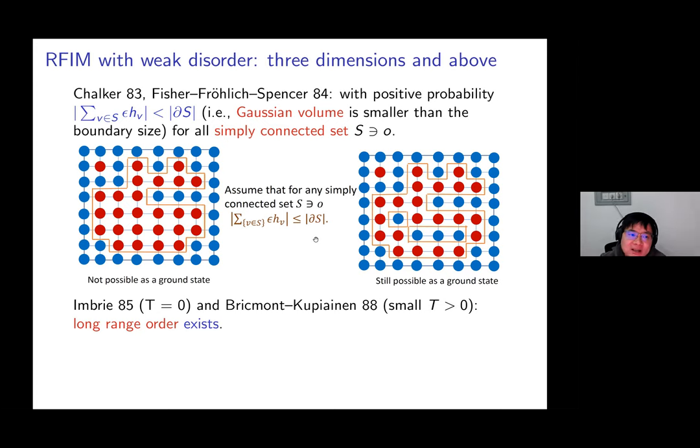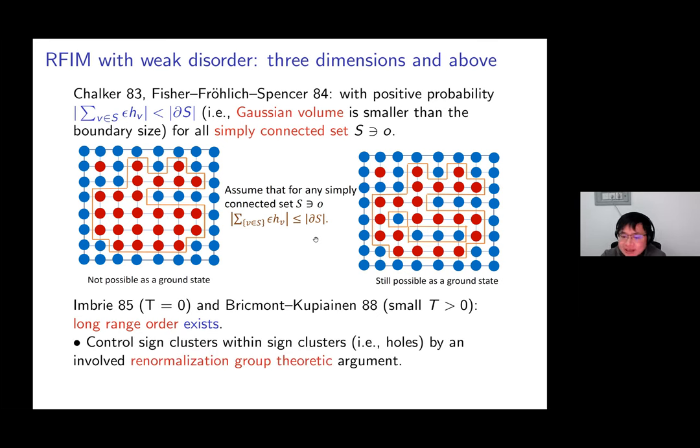After this work of Chalker, Fisher, Fröhlich, and Spencer, Imbrie and Bricmont–Kupiainen proved that long-range order indeed exists at zero temperature and low temperatures. So their main contribution is to control the effect from the clusters within clusters. In the picture, I draw only two layers of this hierarchical picture, but these holes in holes in holes can continue for whatever levels you like. And their method is quite sophisticated. They use an involved renormalization group argument to control this effect.